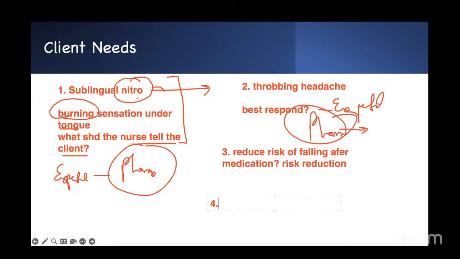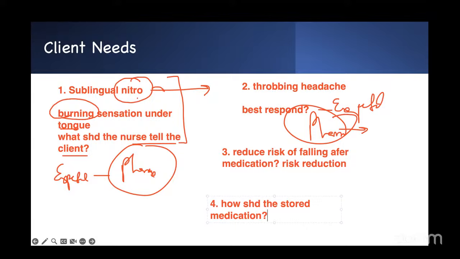Number 4. If I say, how should you take the medication? Oh, no, let's change it. How should the patient store the medication? Who can tell me what kind of question that is? How should they keep it? If you are able to find what it is, you'll know what kind of teaching you should provide. What do you need to tell the patient about how to store it?